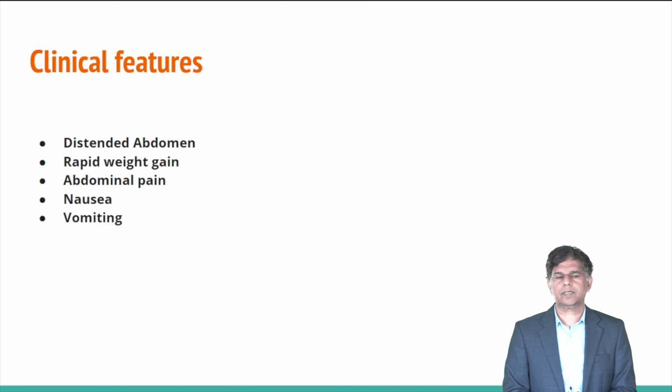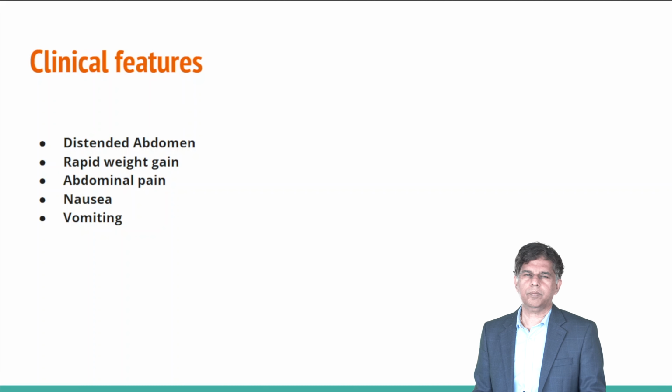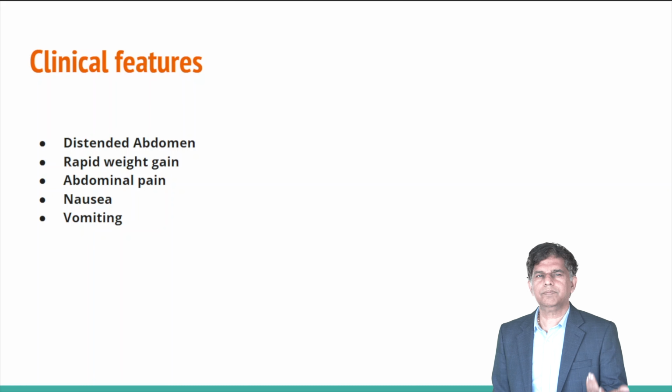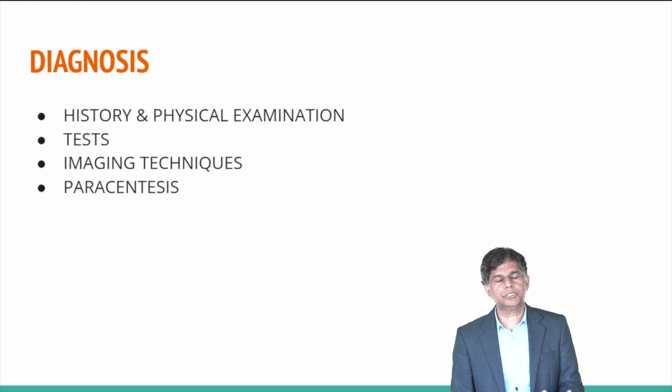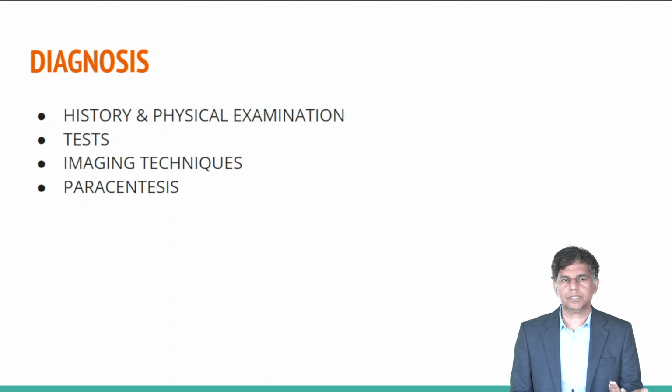Clinical features: we talk about distended abdomen, rapid weight gain, abdominal pain, nausea, vomiting. Those are the symptoms patients usually present with. For the diagnosis, mainly you can do a history and physical examination, you can do imaging techniques, and you can do paracentesis. So let's look at the history and the physical examination.